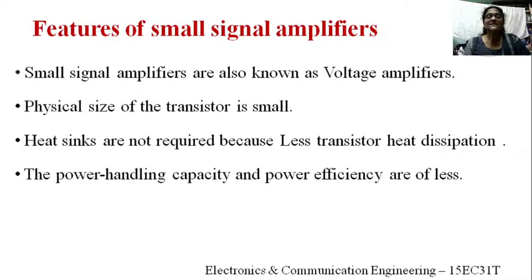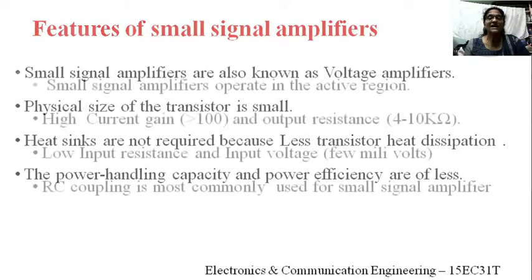Heat sinks are not required because there is less transistor heat dissipation. Why do we use heat sinks? We use them to protect the transistor from heavy dissipation. In a power amplifier the power dissipation is more, so we require heat sinks. But for small signal amplifiers the heat dissipation is very little, so heat sinks are not required. Power handling capacity and power efficiency are also less in small signal amplifiers.